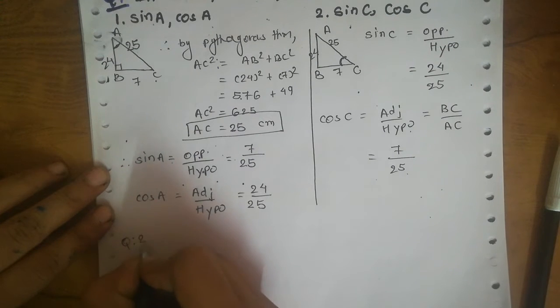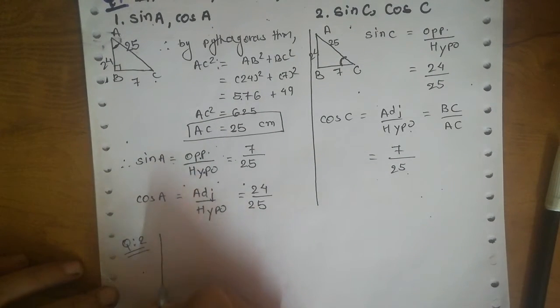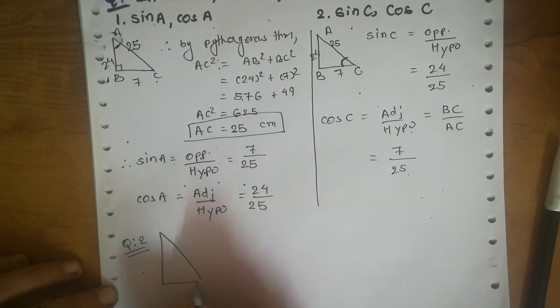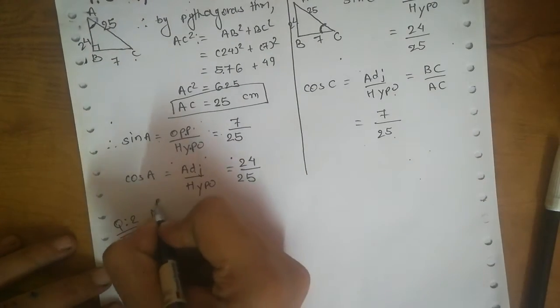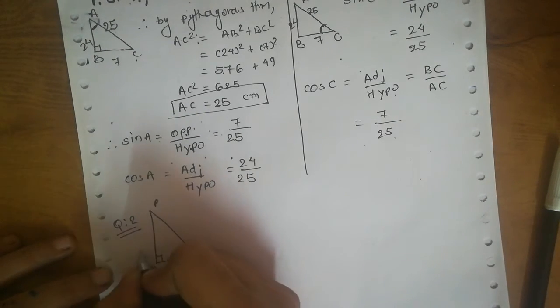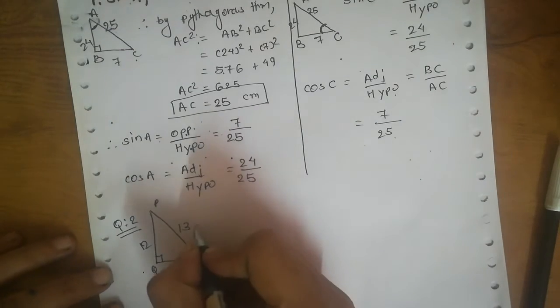Now we move to question 2. The figure is given to you like this, another right angle triangle. In the whole chapter we are dealing with just right angle triangles. In triangle PQR, two sides are given: 12 centimeter and 13 centimeter.